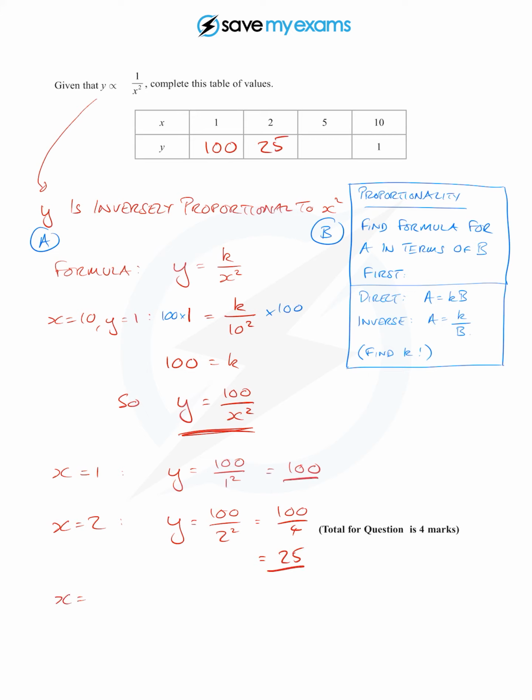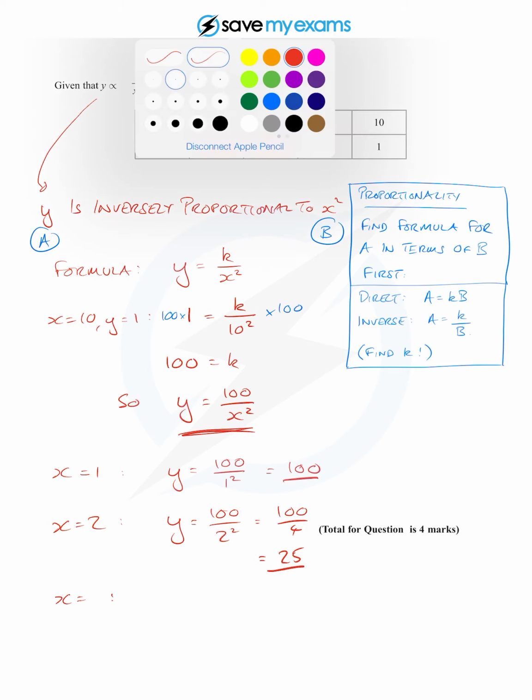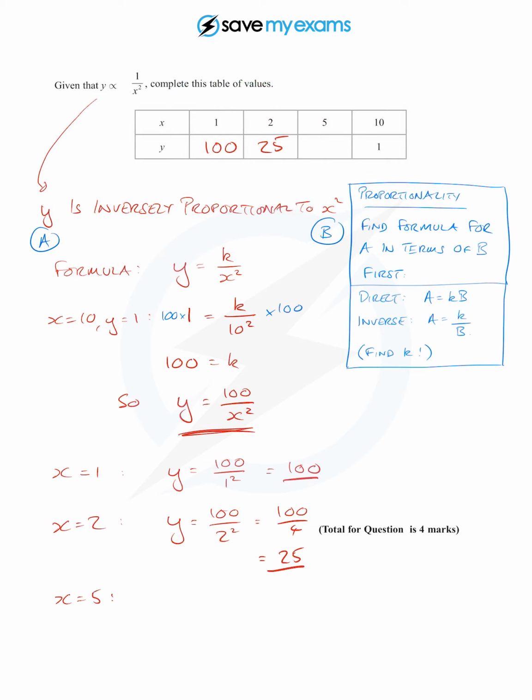And finally, put x equals, not 4, sorry, but 5, reading the correct figure here. There it is, 5. And I get y equals 100 over 5 squared. Well, that's 100 over 25. And if from nowhere else, the one above should tell you that that is 4. 100 over 4 is 25, so 100 over 25 will be 4, or you could work it out.